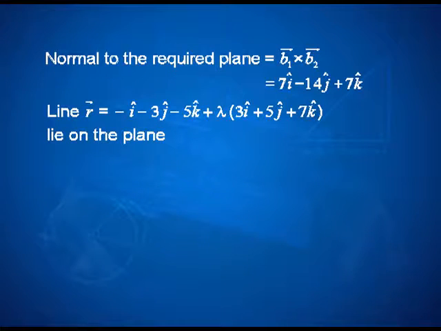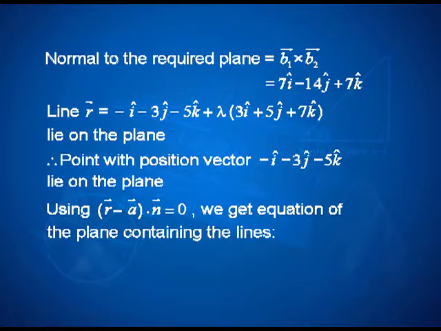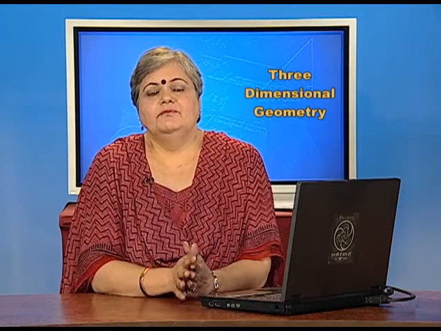Now, the lines lie on this plane, and therefore, the known point of the line becomes the known point of the plane, and therefore, the point minus i cap minus 3j cap minus 5k cap lies on the plane. Using the form (r minus a) dot n equal to 0, we get the equation of the plane containing the lines as r dot (7i cap minus 14j cap plus 7k cap) equal to 0. Isn't that simple? Very algorithmic.